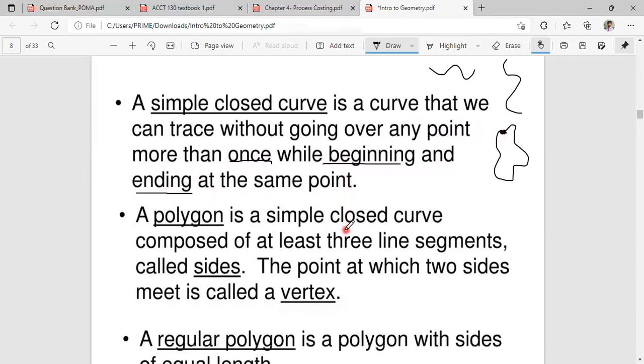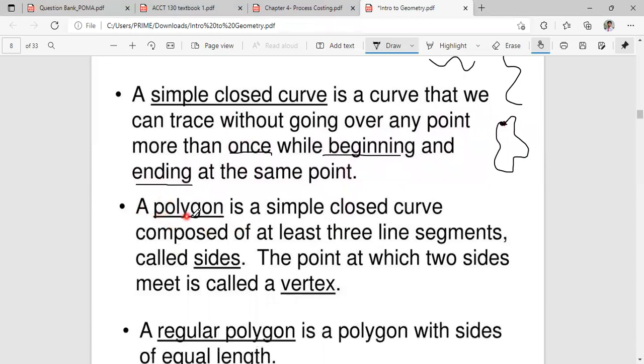Next, a polygon is also an important concept in geometry. A polygon is a shape or a closed curve. If I have this closed curve over here, it is called a polygon, composed of at least 3 line segments called sides. If I draw in this direction, you are all familiar with this one. This is called a triangle. It has 3 sides, so this is a polygon. It always starts from 3 sides.